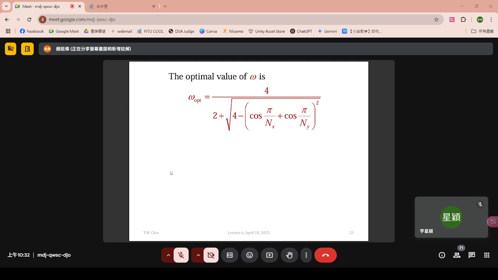Actually, there is an optimal value of omega for the two-dimensional lattice. But in my experience, tuning this does not give too much gain in terms of speed, so setting omega to 1 suffices for most purposes.